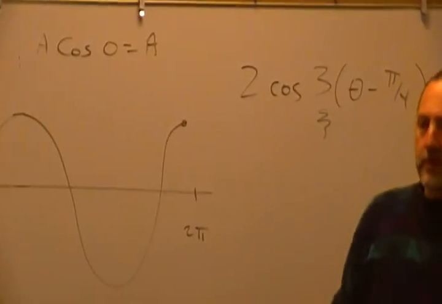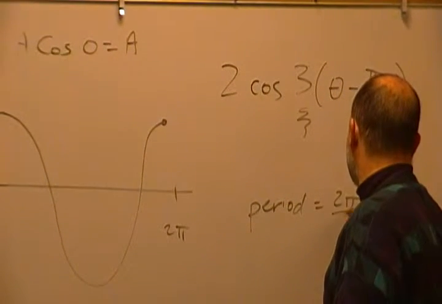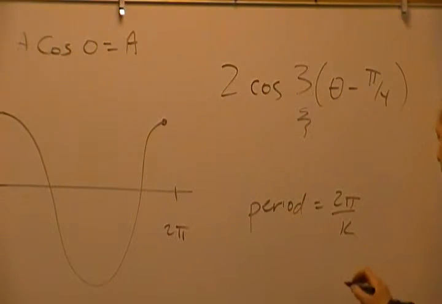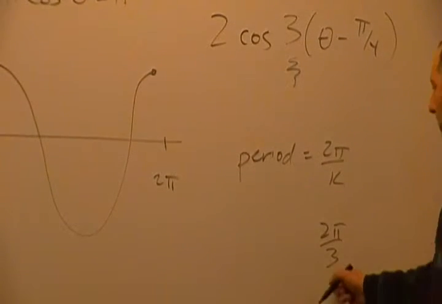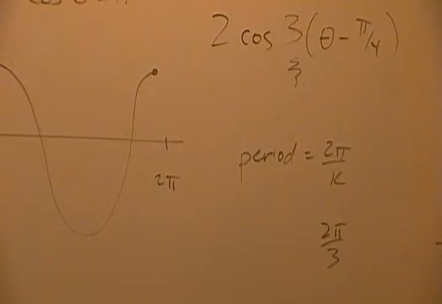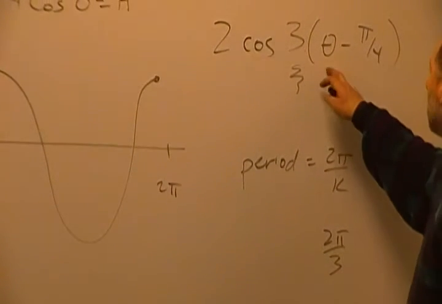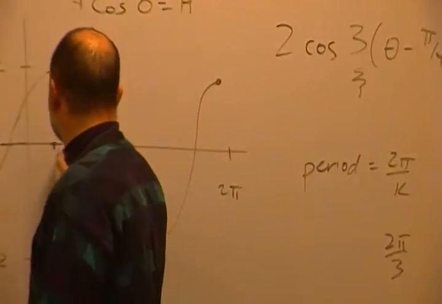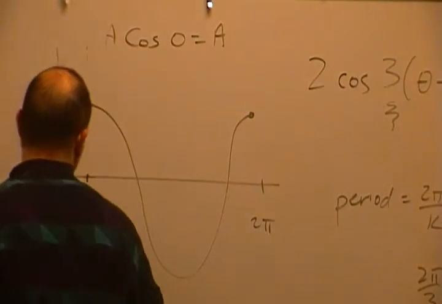2 pi divided by k. Yes, period is 2 pi divided by k, and in this case, k is 3. So it makes one complete revolution in 2 pi over 3. Yes, it does. Oh, did I move the axis the wrong way? No, because it's at pi over 4. Nope, I moved it the wrong way. We're good, because at pi over 4, this should be at its maximum peak. Yeah, that's correct.